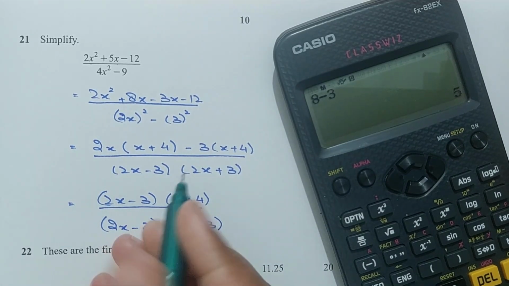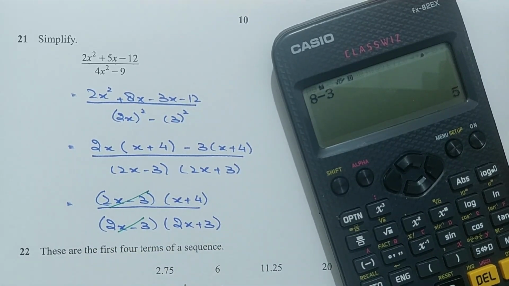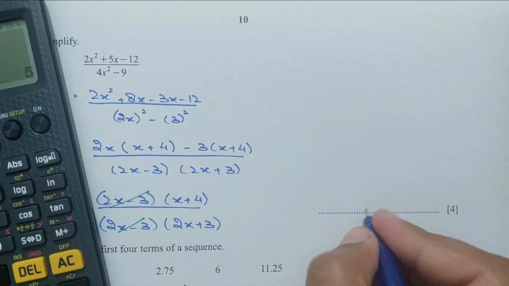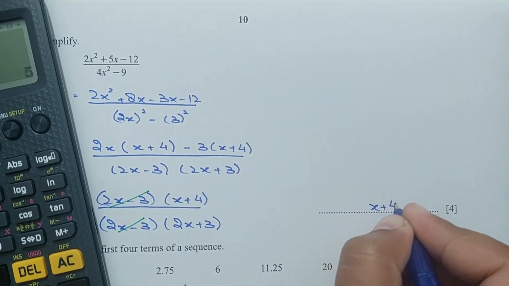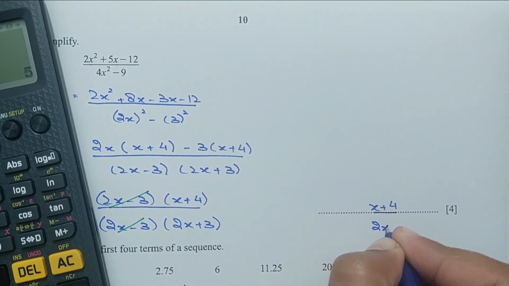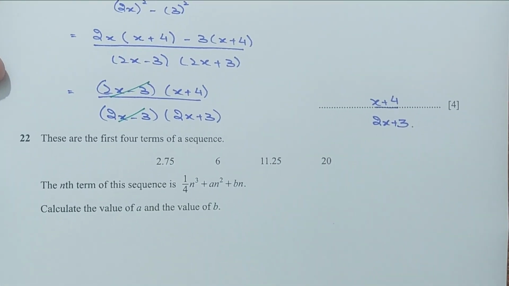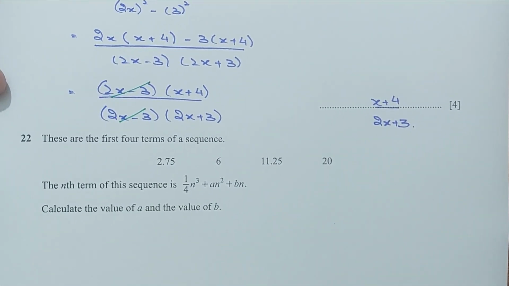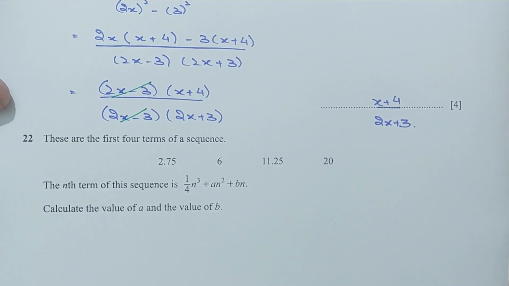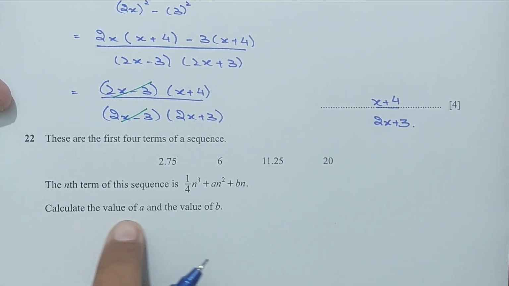Now cancel the like factors, 2x minus 3 with 2x minus 3. We are left with x plus 4 over 2x plus 3. Right. Question number 22. These are the first 4 terms of a sequence. The nth term of this sequence is given. Calculate the value of a and the value of b.